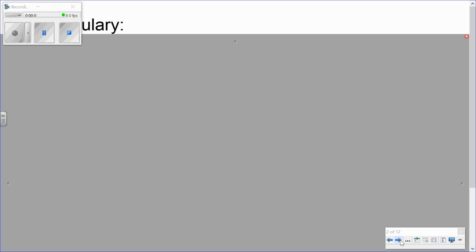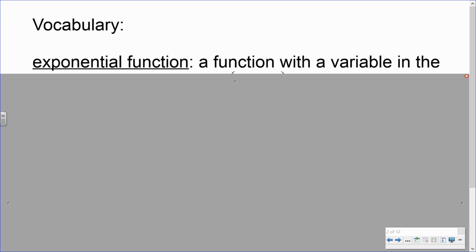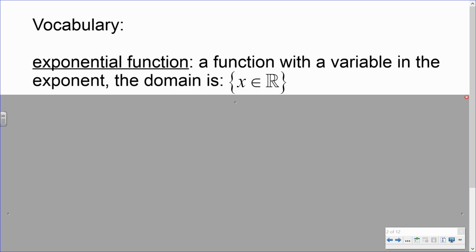So you guys did a good job coming up with a bunch of the things about exponentials for me. Exponential functions are going to be ones that have a variable in the exponent. We can have things like y equals 5 to the x. The domain of these has to be all real numbers. So it's going to have to be something that works for every x, positives, negatives, fractions, rational, irrational, in order to be an exponential function.